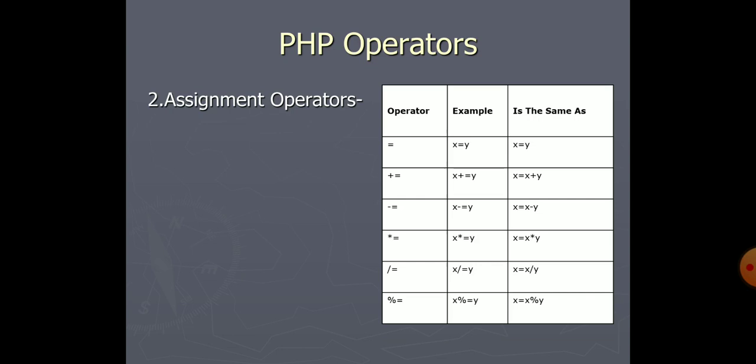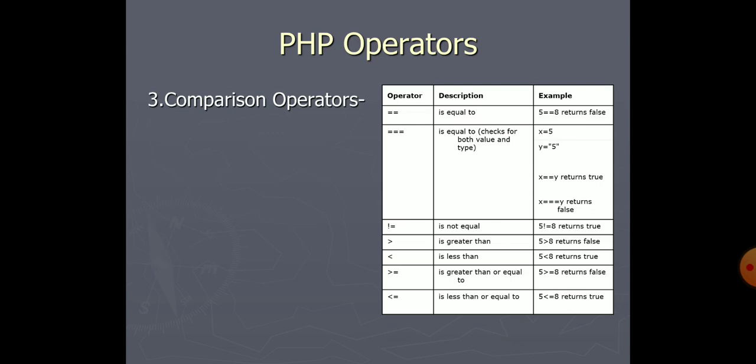Second is the assignment operator. Assignment operators are equals to, plus equals to, minus equals to, into equals to, divide equals to, mod equals to. Equals to means, for example, x equals y. Then x plus equals y means x equals x plus y, and so on.